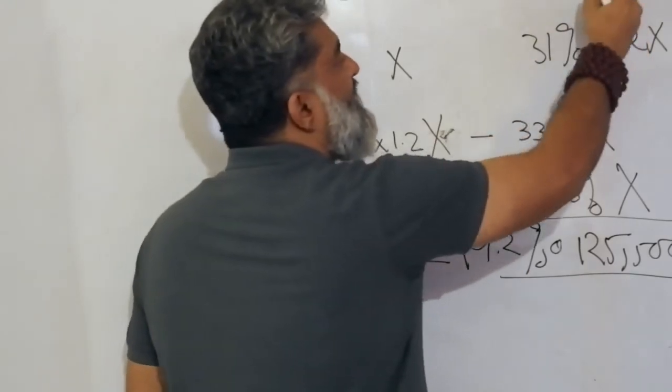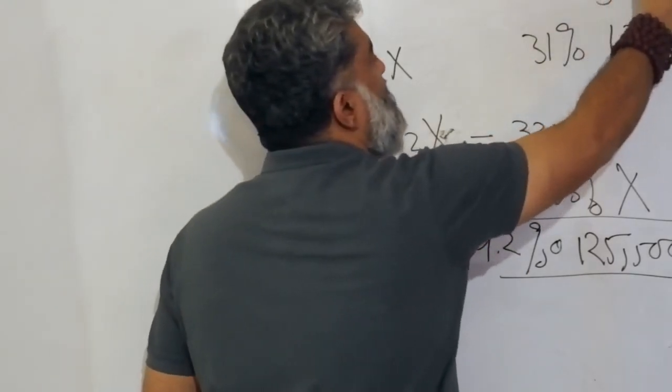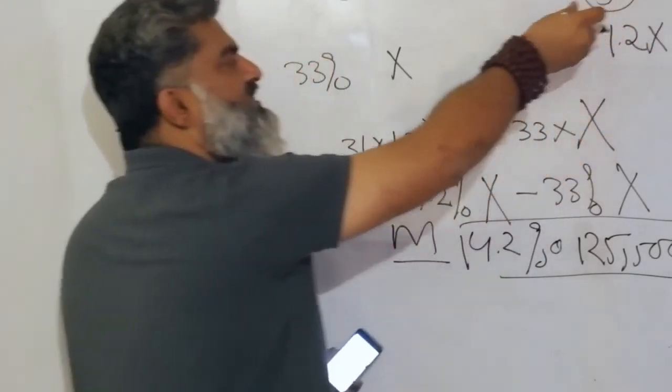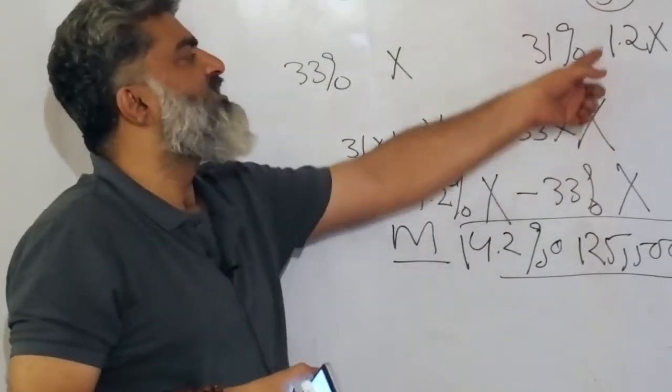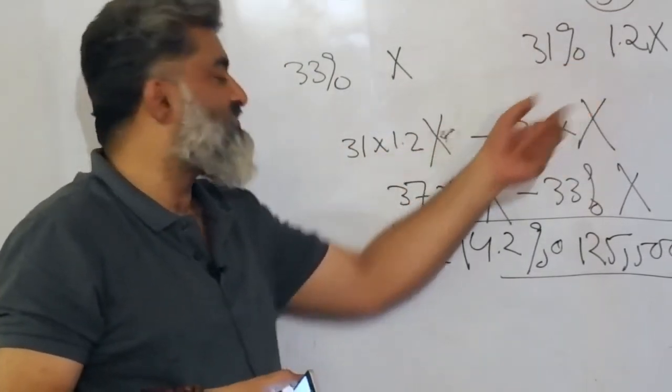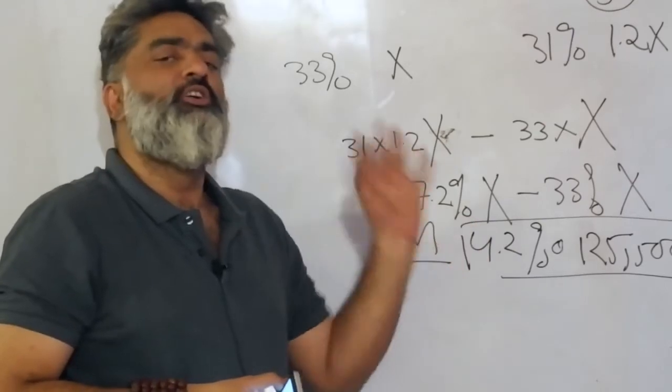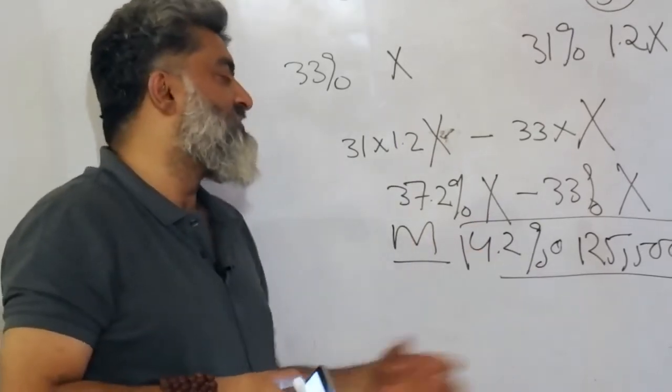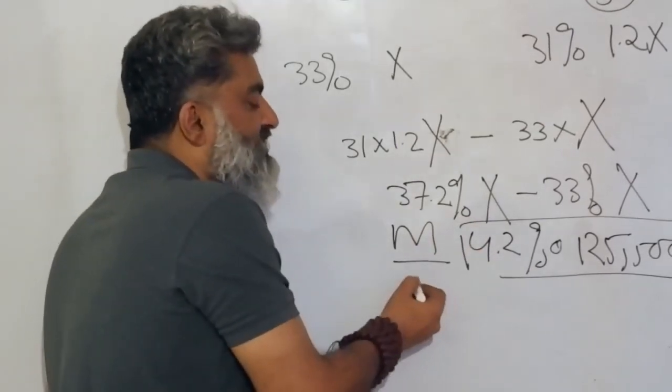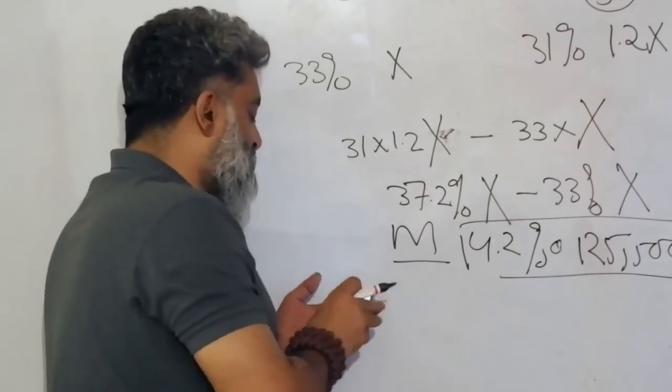And 6 by 5 I have converted into 1 by 1.2. If you are more comfortable with this, you can also use this. 31 into 6 by 5 of x. 31 into 6 by 5 will give you 37.2 only. So whatever path you follow, you'll end up with this only. Now do the same thing for the rest of the companies, whatever the companies are.